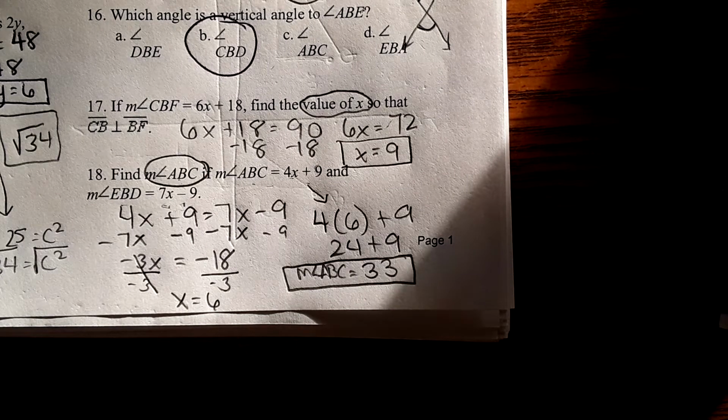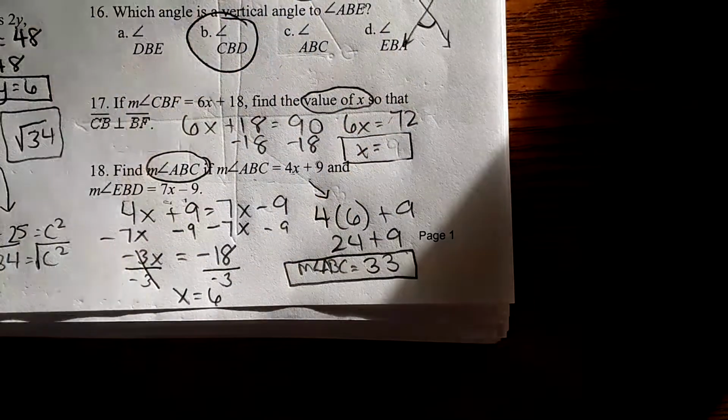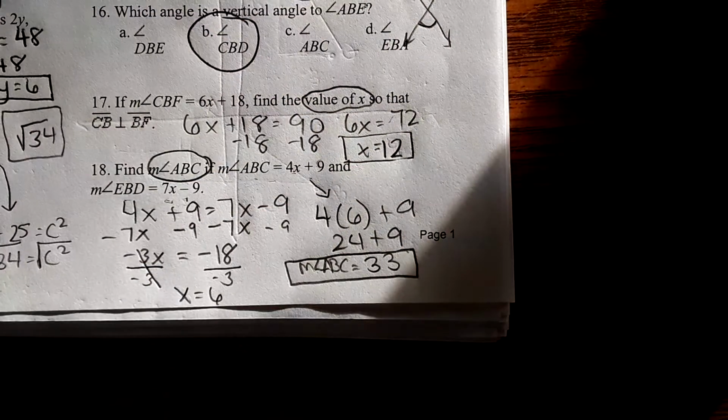Yes. How'd you get 9 and 17? Did I do something wrong? It should be, yeah, you're right. It should be 12. Thank you. 72 divided by 6 is 12.